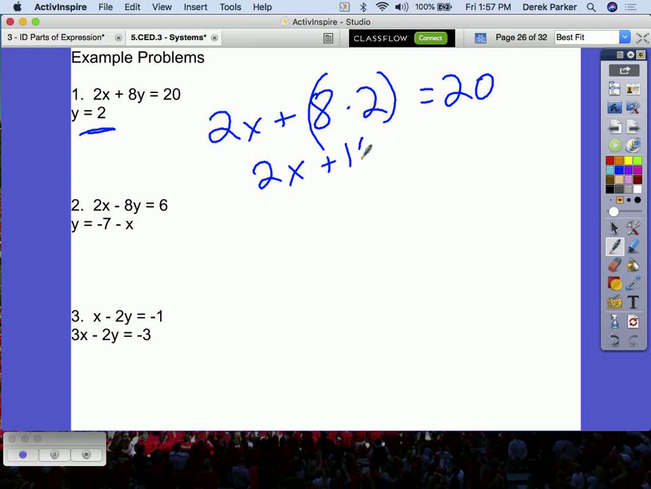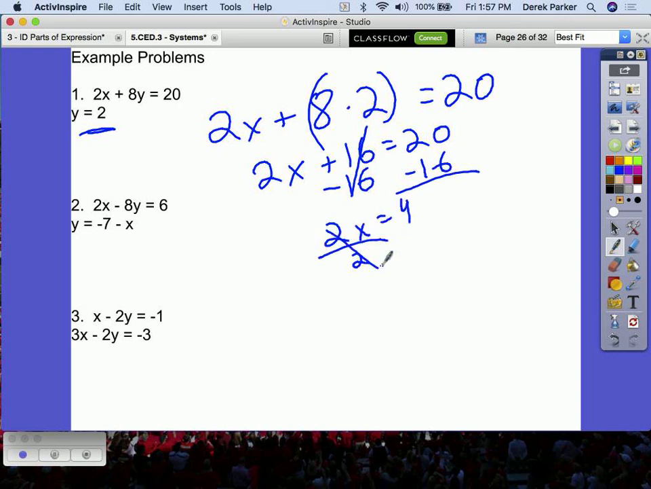2x plus 16 equals 20. Subtract 16 from both sides. I get 2x equals 4. Solve for x. X equals 2. So your answer is (2, 2), because y was already done for you. When you have a problem like that, that's like a gimme problem. You want those problems.